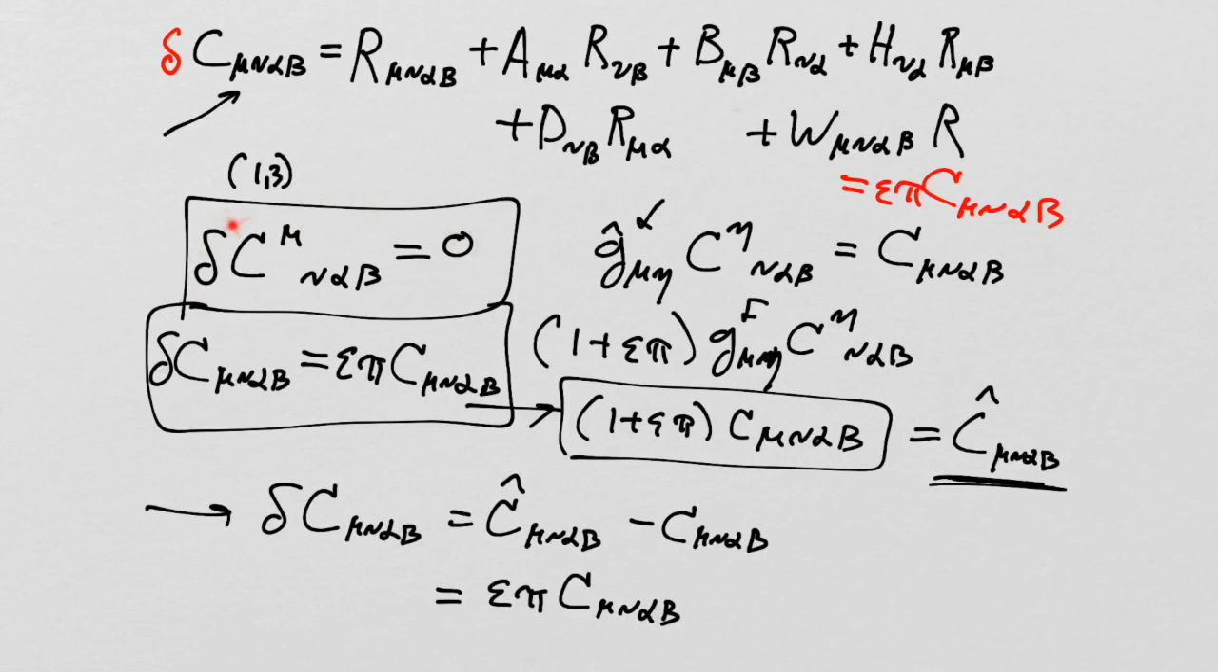So the fact that the variation of the Weyl tensor is 0 implies the variation of the 0,4 version of the Weyl tensor is e pi times the Weyl tensor itself. Remember, this guy is the important one, right? When we derive the Riemann tensor, we derive it with an up index, and you're kind of stuck with that.